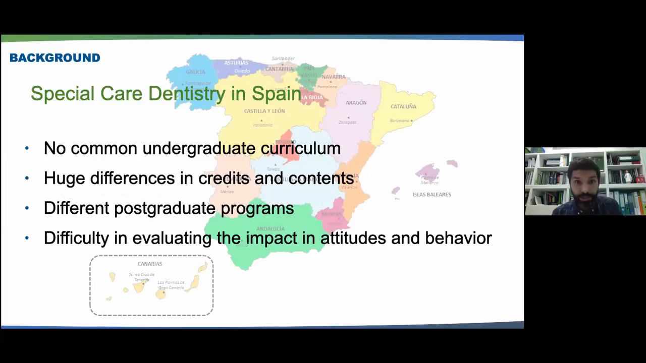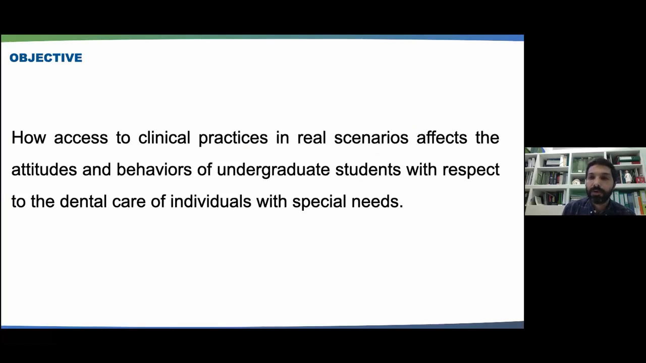It was also mentioned the difficulty in evaluating the impact of this curriculum content on attitudes and behavior of our dental students. So the objective of our study was to evaluate how access to clinical practices in real-world scenarios affects the attitudes and behaviors of undergraduate students with respect to the dental care of individuals with special needs.